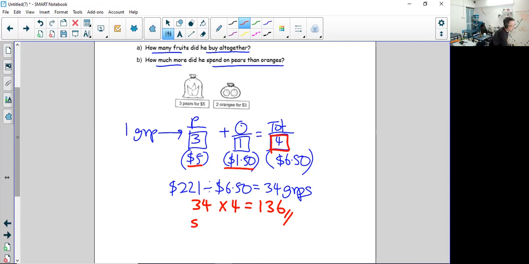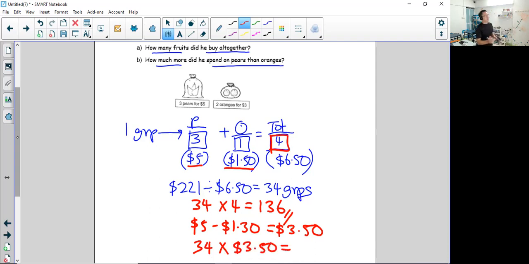So you take $5 and you minus $1.50. So how much more is all the pears than the oranges? That will be $3.50 more, which is one group. So in one group, the pears cost $3.50 more than the oranges. And I have 34 groups. So what do I do? I just times $3.50, and that will give me how much more he spent on all the pears. So 34 times $3.50, and he must have spent $119 more on all the pears than oranges.